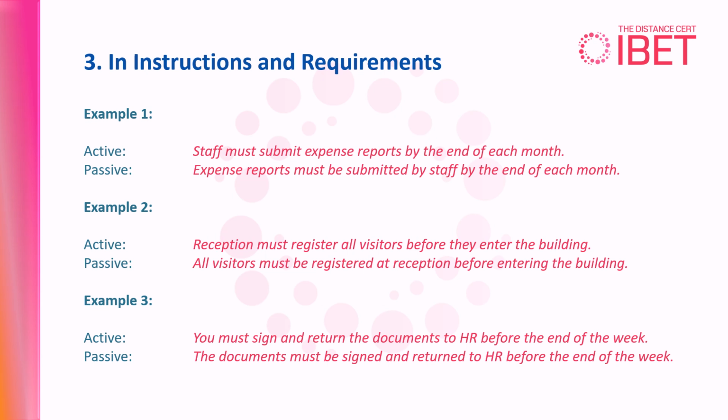Example 2. Active. Reception must register all visitors before they enter the building. Passive. All visitors must be registered at reception before entering the building. This is clearly an instruction that must be followed, not optional advice. Example 3. Active. You must sign and return the documents to HR before the end of the week. Passive. The documents must be signed and returned to HR before the end of the week. Again, this is a clear instruction.